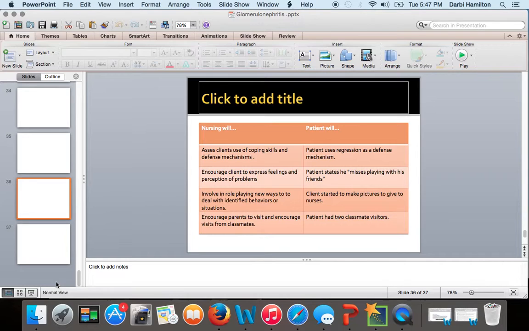Our next intervention is to involve in role playing new ways to deal with identified behaviors or situations. This provides an outlet for the child to express themselves. And patient response, client started to make pictures to give to nurses. Fourth intervention, encourage parents to visit and encourage visits from classmates. This will give the child an opportunity to play with classmates even though hospitalized. Patient's response, patient had 2 classmate visitors.